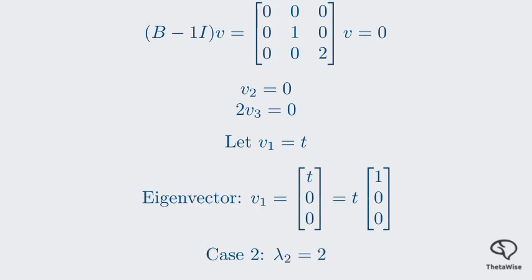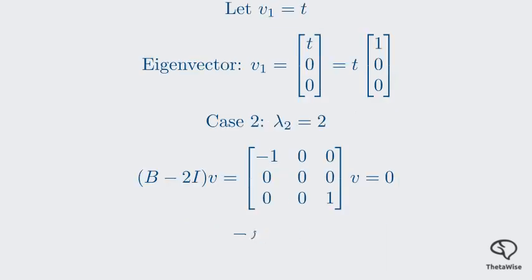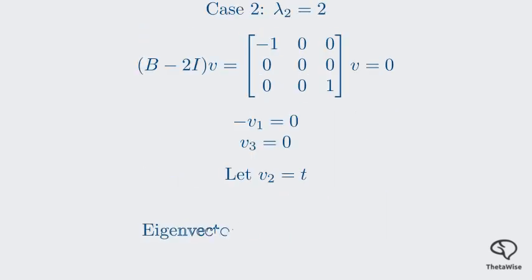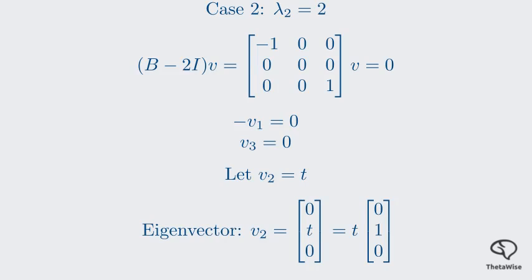Case 2, lambda equals 2. Substituting lambda equals 2, we get the matrix [-1, 0, 0; 0, 0, 0; 0, 0, 1]. This gives us the system negative v1 equals 0 and v3 equals 0. So v1 and v3 are 0 and v2 is free. We choose v2 equals 1.